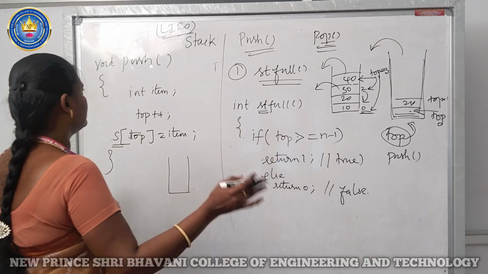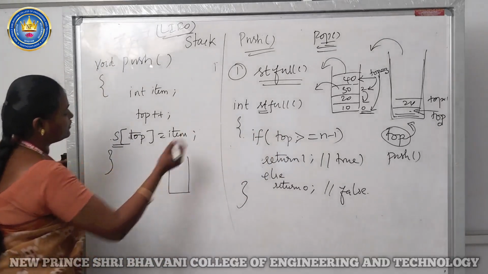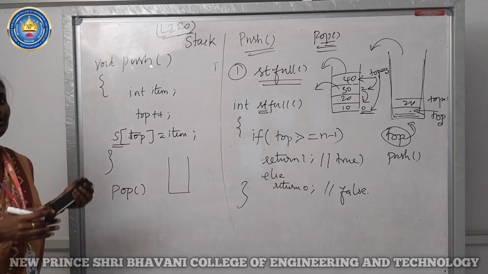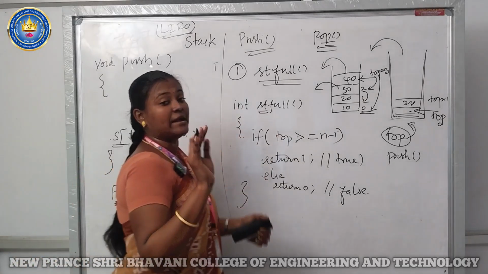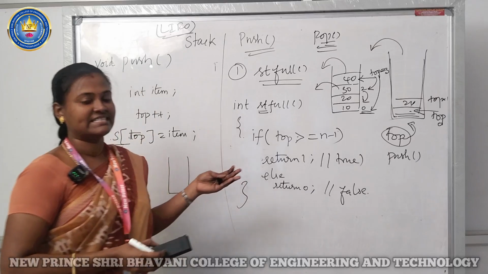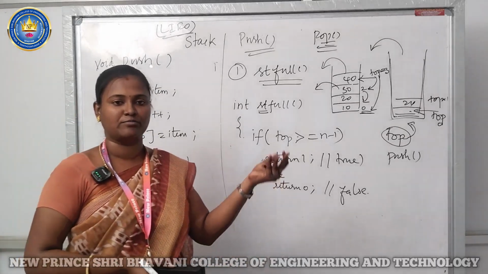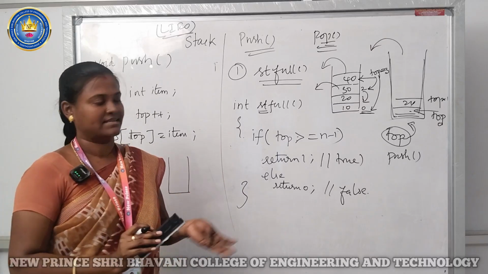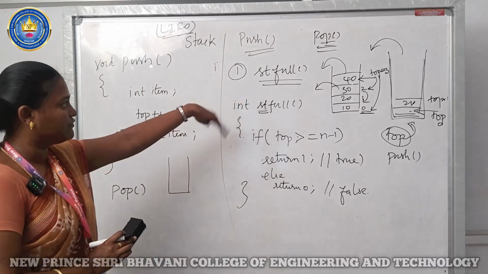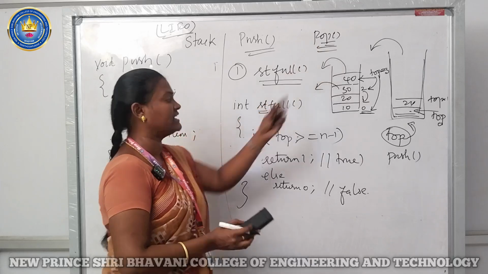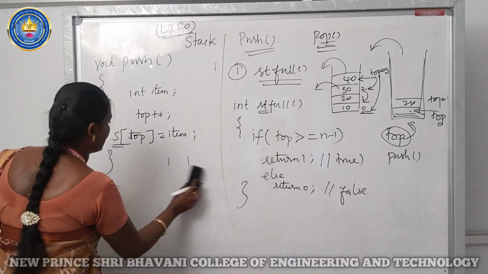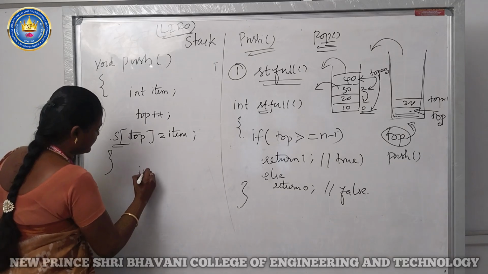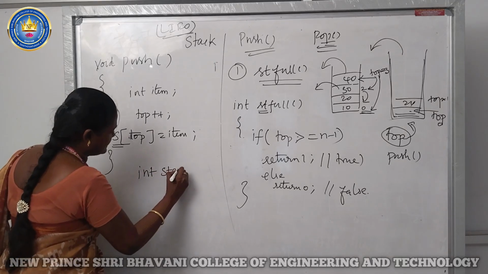Okay, so same as we said before, before performing a pop operation, which precondition do we have to check? Whether the stack is empty or not. We already studied that before performing the push operation, we have to check the stack full precondition. Similarly, before performing the pop operation, we have to check whether the stack is empty or not. So what is the routine for that? int stempty.